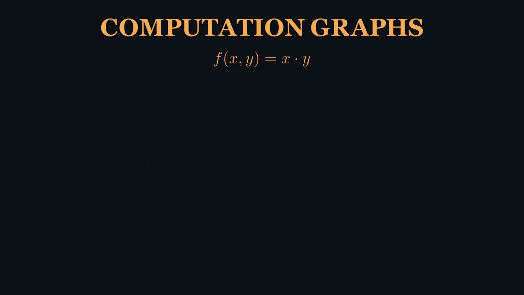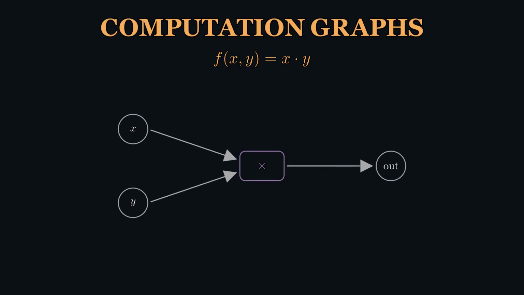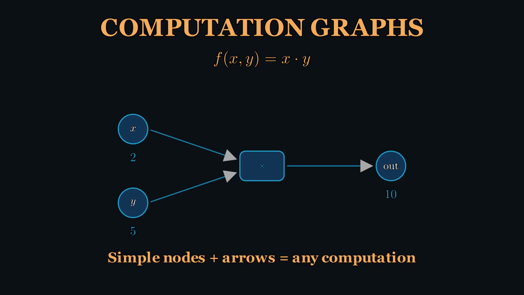Now let's add a second input. The function f(x, y) = x times y. Two inputs feed into a single multiplication node. We set x = 2 and y = 5. The multiply operation runs, and the output is 10. No matter how complex a neural network gets, every calculation can be drawn as a graph like this. Simple nodes connected by arrows. And this structure is exactly what makes backpropagation possible.